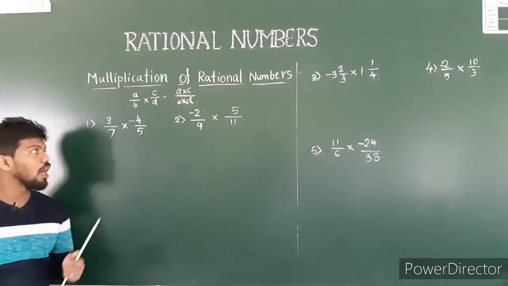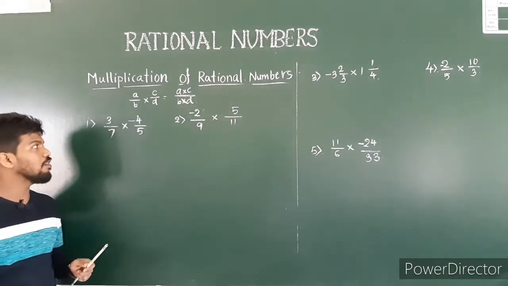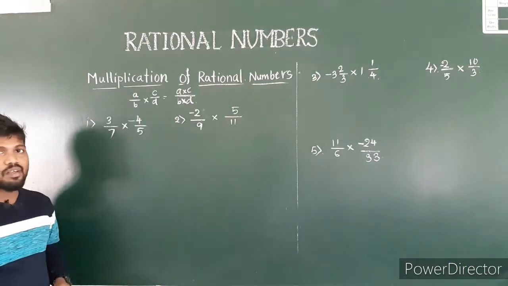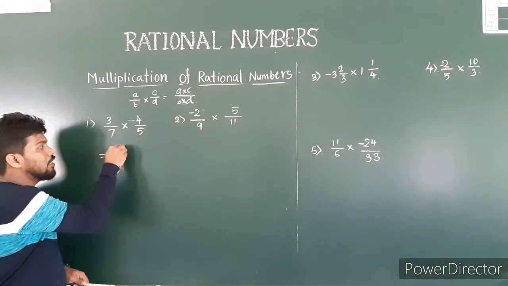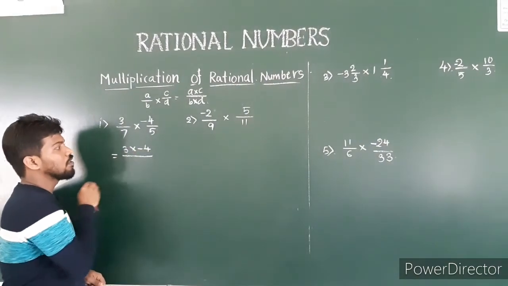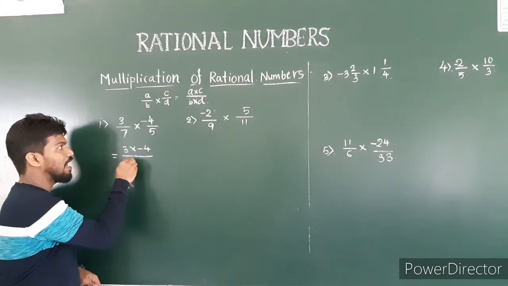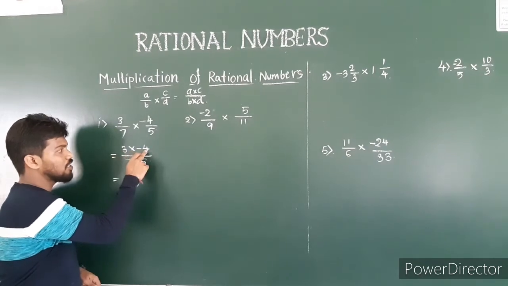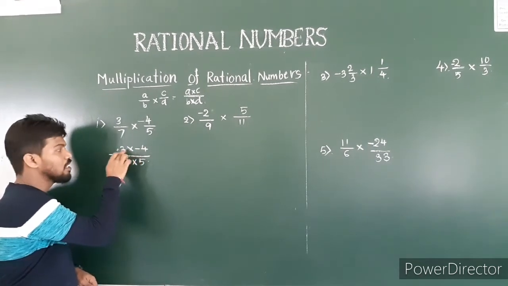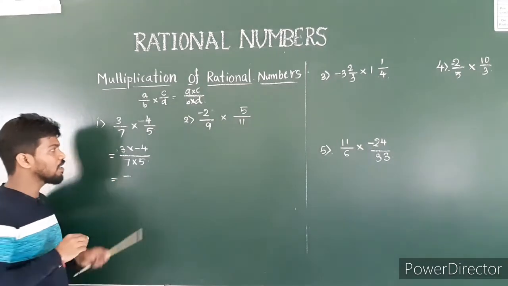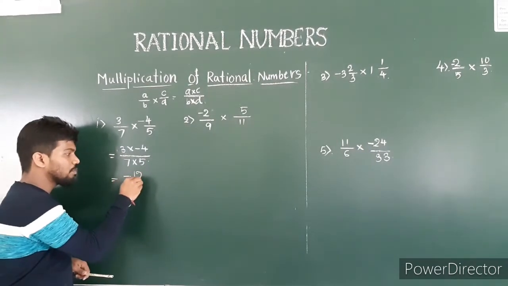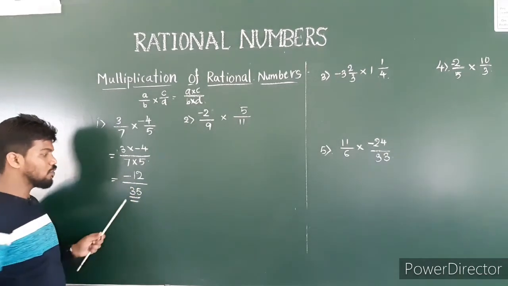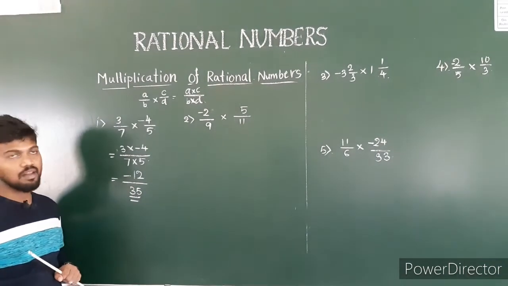In the first one, 3/7 × (−4/5). That is 3 × (−4) over 7 × 5. You multiply the numerators, divided by 7 times 5. Here you have plus, here you have minus, so plus into minus, the sign is minus. 3 fours are 12, 7 fives are 35. The answer is −12/35. It is very simple. Okay, next.